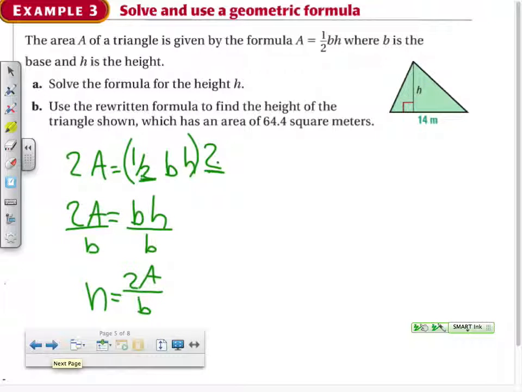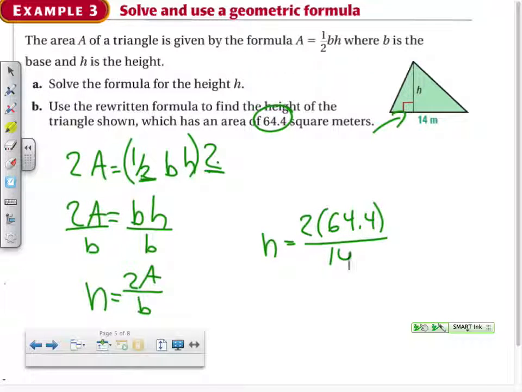Now, if we know the area of this triangle is 64.4, height equals twice 64.4 divided by 14. You can break out your calculators for this one. Two times 64.4 divided by 14. The height of this triangle is 9.2, and this is an application, so make sure you label it with units, 9.2 meters.